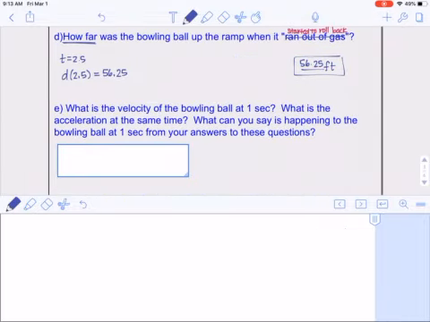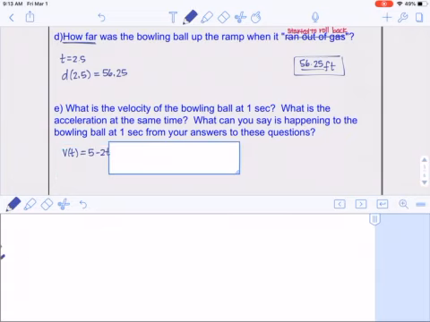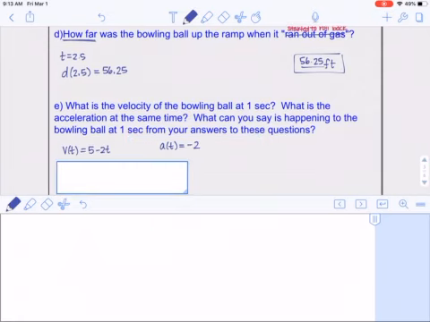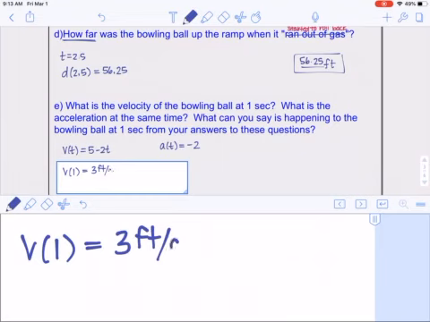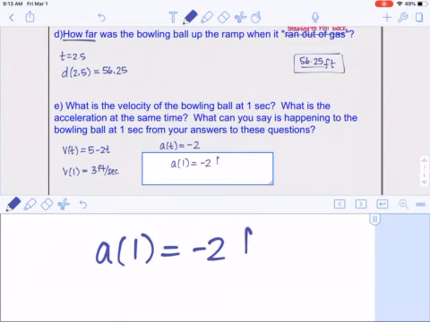Okay. What is the velocity of the bowling ball at 1 second? What is the acceleration? All right, so just as a reminder, here's my velocity equation, which means I can create the acceleration equation just by taking a derivative, right? The derivative of 5 is 0. The derivative of negative 2t is negative 2. So if I'm asking what is the velocity at 1 second, right, that's 5 minus 2, or 3 feet per second. What is the acceleration at the same time? So at 1 second, this would still be negative 2. Remember, the label would be feet per second squared.